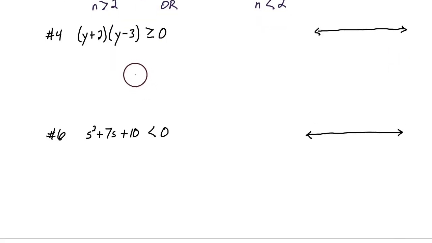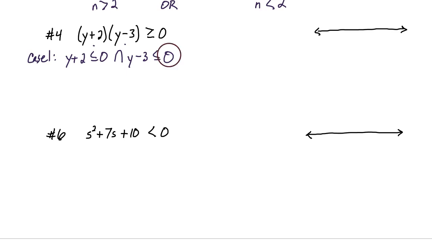Number 4, we already have the 0 on the right, and we already have factored form. Let's consider the cases. Case number 1, when you multiply two things together and the answer ends up greater than 0, meaning positive, they both might be negative. So y plus 2 is less than or equal to 0, and y minus 3 is less than or equal to 0. Or, now let's consider case number 2.